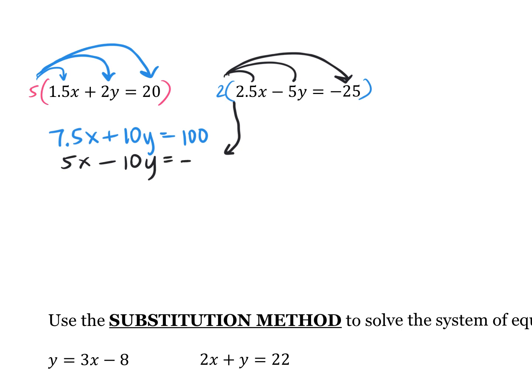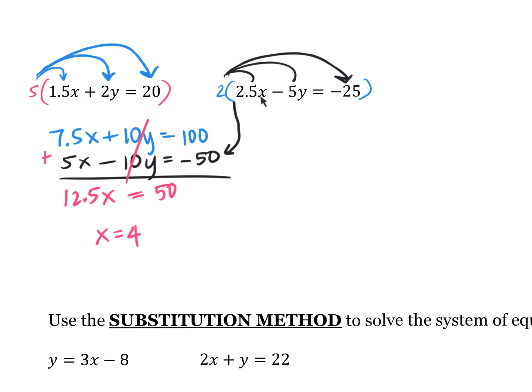equals negative 50. Do my y's eliminate? Yes. 10y, negative 10y, they're gone. What is 7.5x plus 5x? 12.5x equals 50. 50 divided by 12.5 comes out nicely. Okay, so if x is 4, you guys, do we have to plug it in right here?